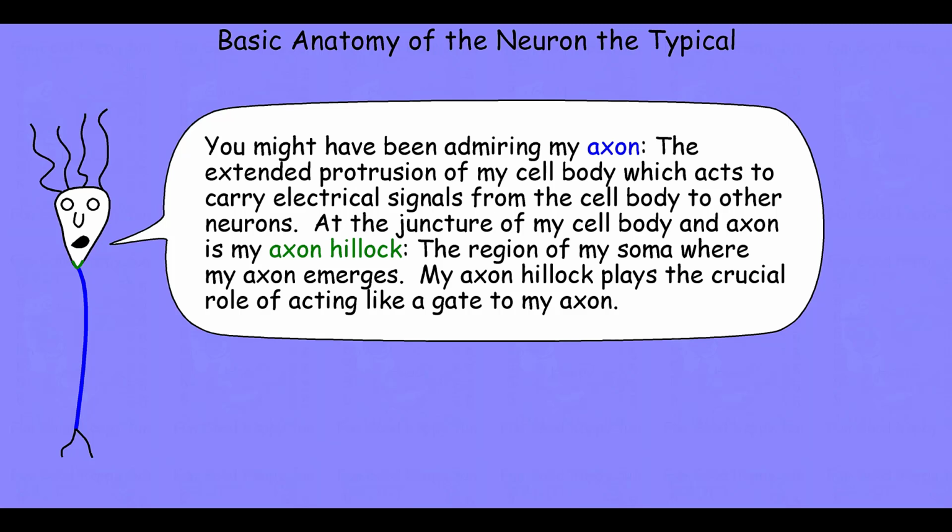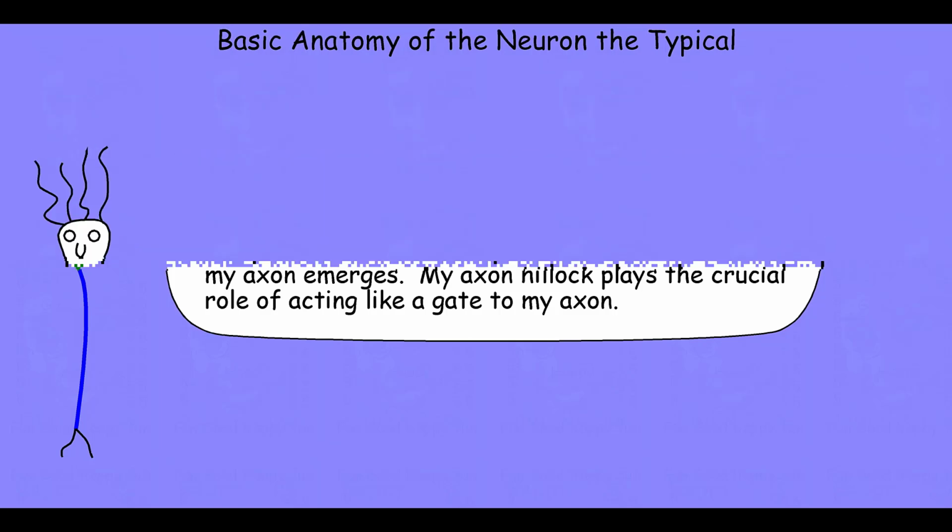The other protrusion of the cell body is the axon, the extended protrusion from the cell body, which acts to carry electrical signals from the cell body to other neurons. It begins at the juncture of the cell body, and it has a particular anatomical feature that marks the beginning of the axon, called the axon hillock. This is the region of the cell body where the axon emerges, and the axon hillock, as we'll see, plays a crucial role in acting like a gate to the axon for the purposes of our action potential.